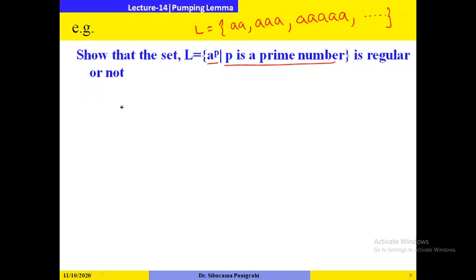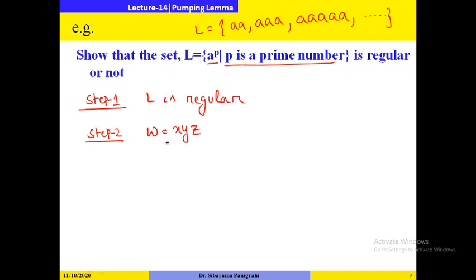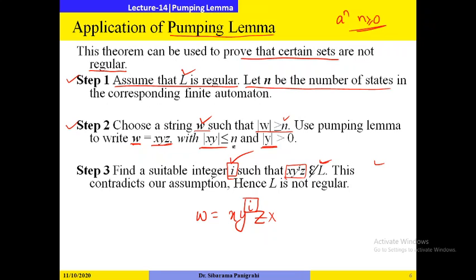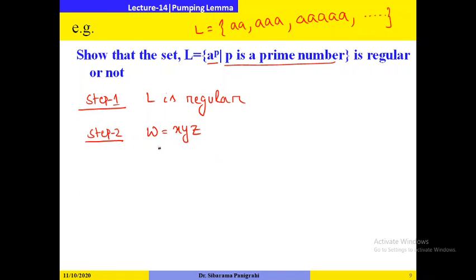Now you see, in step number 1 I will assume L is regular. In step number 2 I will choose a string W and split it into x y z in such a manner that mod of xy is less than or equal to n and mod of y is greater than 0. So let me choose x equal to epsilon, y equal to a, z equal to epsilon.